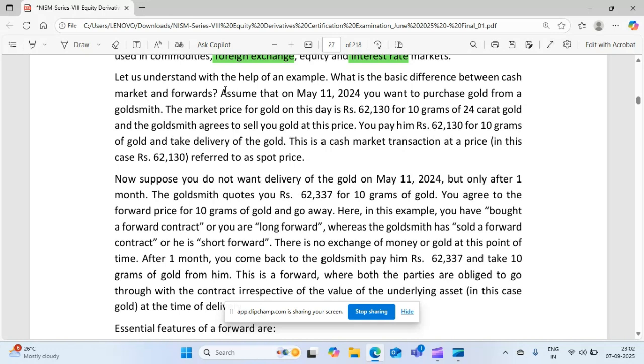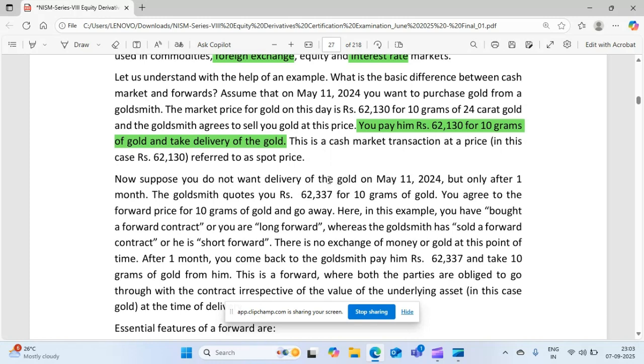Now you can see here a very simple example of a forward contract, where the contract is happening on 11th March. The market price on this date is 62,130. Of course, this looks like a very small value compared to the price that we have. The contract happens between two parties, the goldsmith and the buyer, which is you. Here in this case, there are two possibilities. The first possibility is that a transaction happens on the same day. You pay 62,130 and take delivery of the gold then and there. We'll call this the spot transaction.